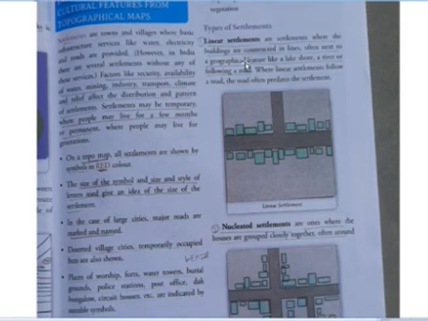Types of settlements. Linear settlements. Linear means the settlements where the buildings are constructed in lines, next to a geographical feature like a lake shore, a river, or following a road. Where a linear settlement follows a road, the road often predates the settlement. It means where buildings or houses are made in a line, like on the bank of rivers. In earlier days, people used to settle on the bank of the rivers.